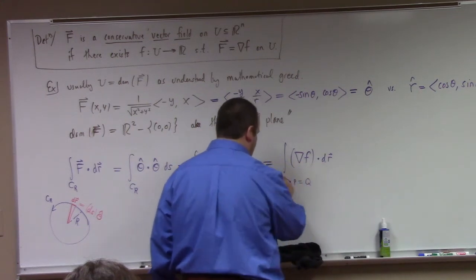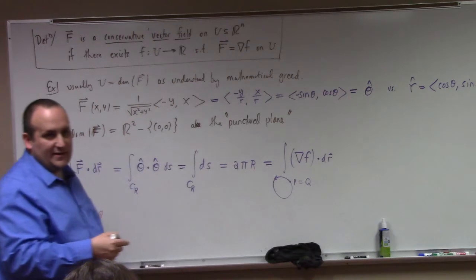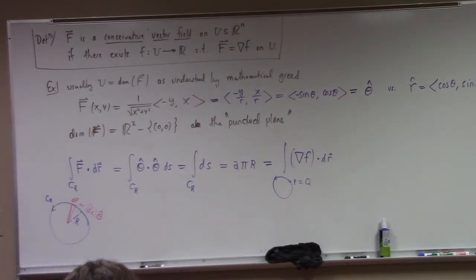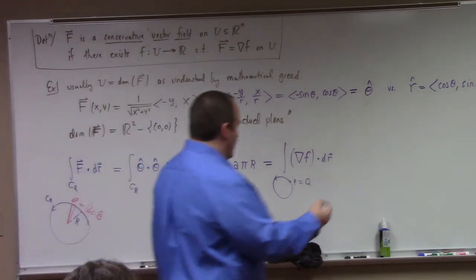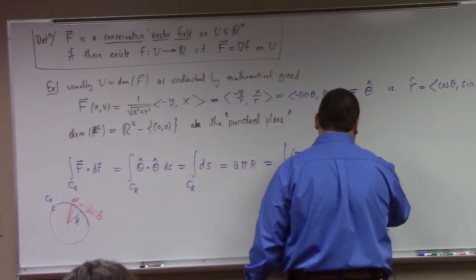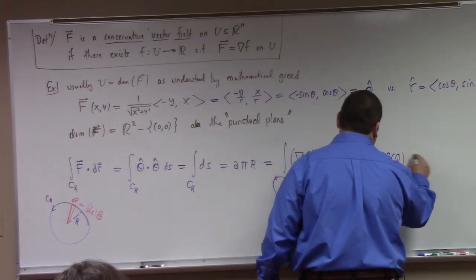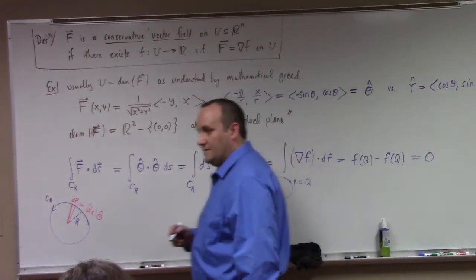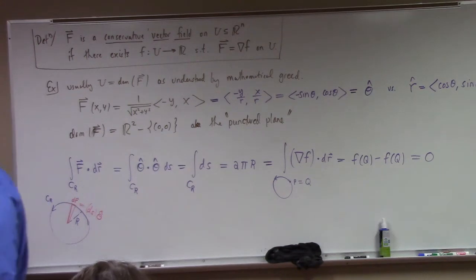Take the same thing. Pick a point on the circle, let it be the starting point and the ending point for the curve. The fundamental theorem of calculus for line integrals would then say that this is equal to f of q minus f of q, which would be 0, right? Is 0 equal to 2 pi r? It is not, right? So apparently this theta hat vector field is an example of a vector field which is not conservative.